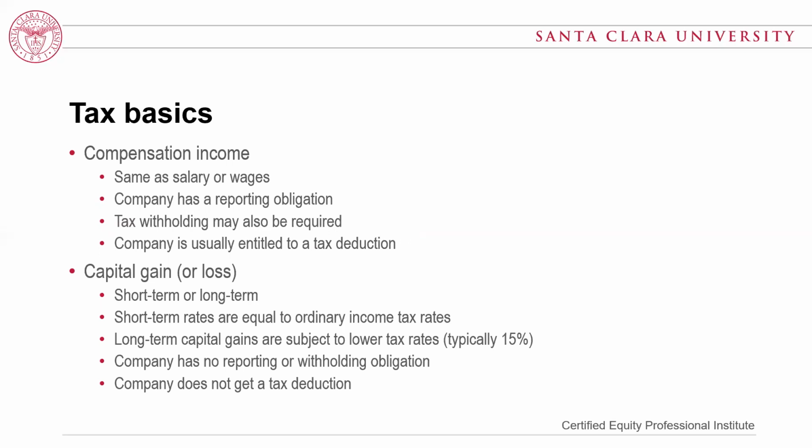Hi, Pam. I'm really happy to be here. In the most basic terms, there are two kinds of taxation we cover on the exams: compensation income and capital gain or loss. Compensation income is the same as wages or ordinary income. An example of compensation income is when a restricted stock grant vests. The amount the stock is worth on the vest date is income to the employee or to the participant that is treated from a tax standpoint the same as salary.